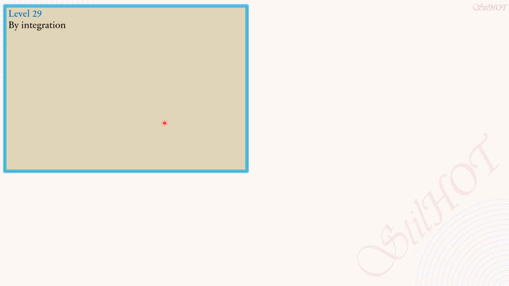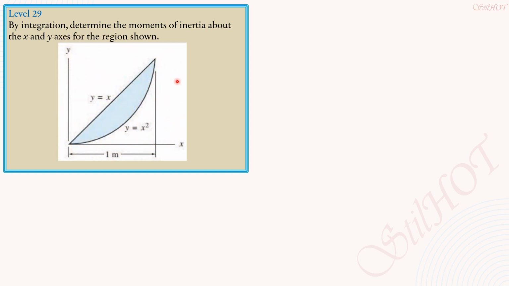Okay, level 29. By integration, determine the moments of inertia about the x and y axis for the region shown. So here's the given figure, and for our solution, let's select a vertical strip as shown in the figure, then extend it so that our base, the differential, would be differential x. The variable of integration is x, so limits would be from 0 to 1.